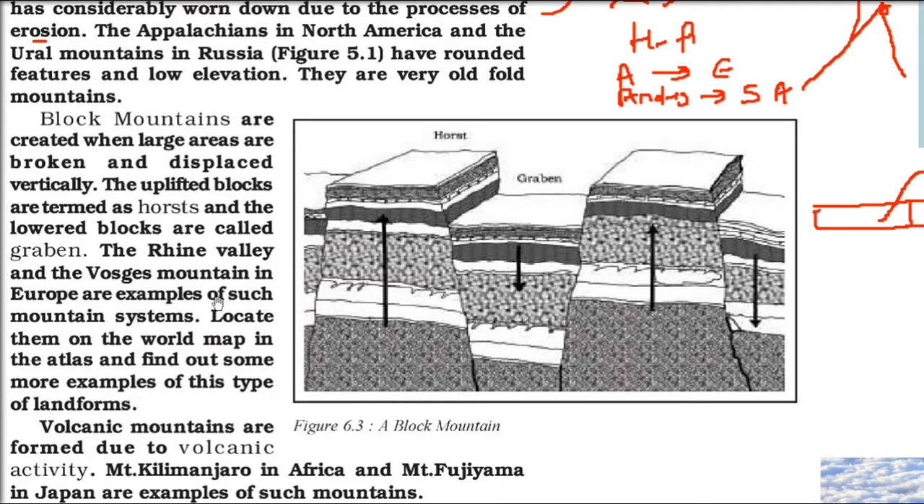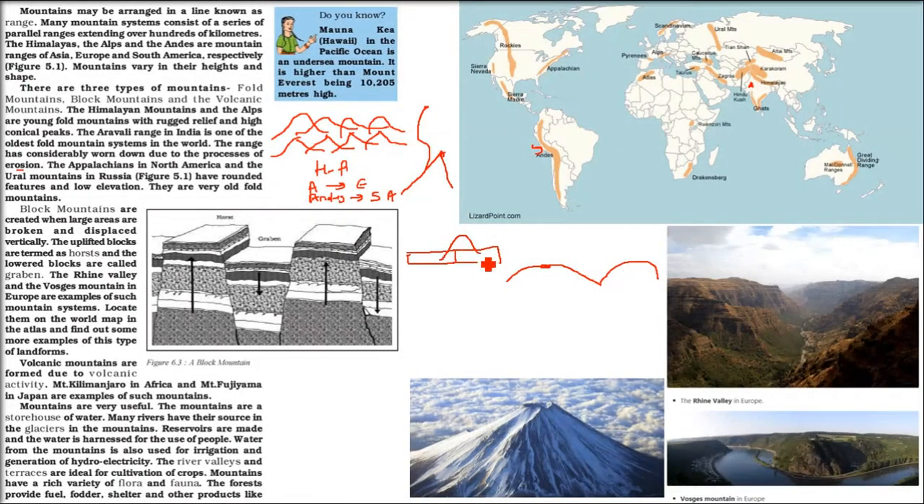Right? So we have two examples I am going to show you, Rhine and Vosges. The Rhine Valley and Vosges Mountain in Europe are examples of these block mountains. I'll show you both of them, but before that, let me explain.